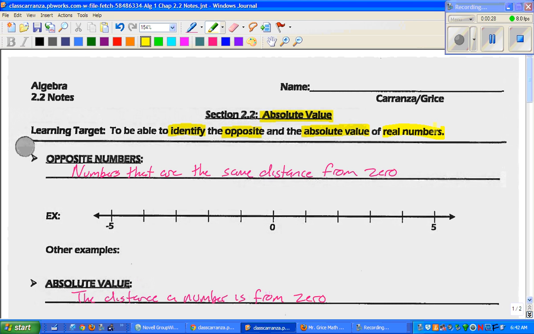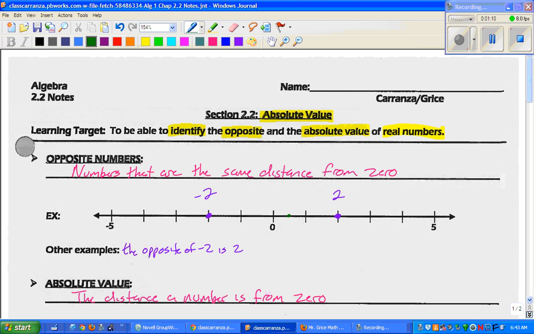First, we're going to talk about opposite numbers. Now, opposite numbers are numbers that are the same distance from zero. So, let's go through some examples. If we have the number -2, -2 is two spots from zero. So the exact opposite of that number would be 2. So, the opposite of -2 is 2.